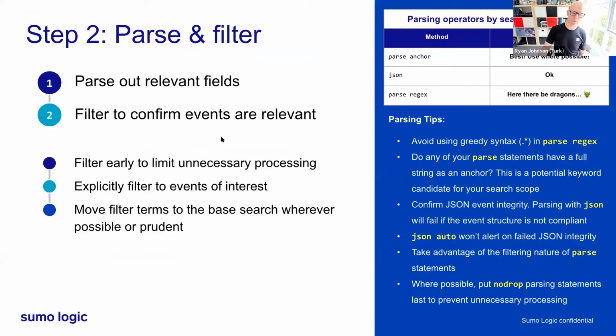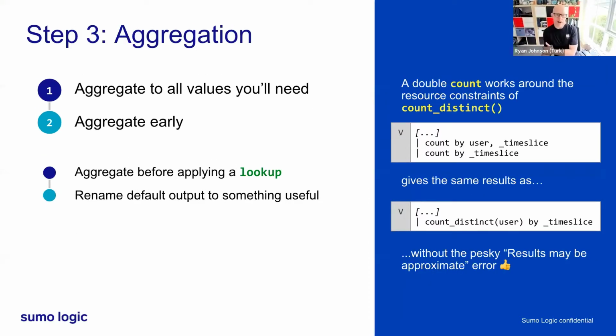That was step two. So let's go to step three, which is aggregation. You want to aggregate to all the values that you need, and you aggregate early. What I mean by that is, as soon as you aggregate, you open up a whole raft of features and functionality and also performance improvements, because Sumo is a microservices architecture. You throw a query into aggregation land, we're putting new resources, new processes against it. So things are generally going to run quicker if you aggregate. Just the best practice here, always aggregate before you apply a lookup, whether that's a geo lookup, your own personal lookup, or even now threat intelligence. It'll make things run quicker.